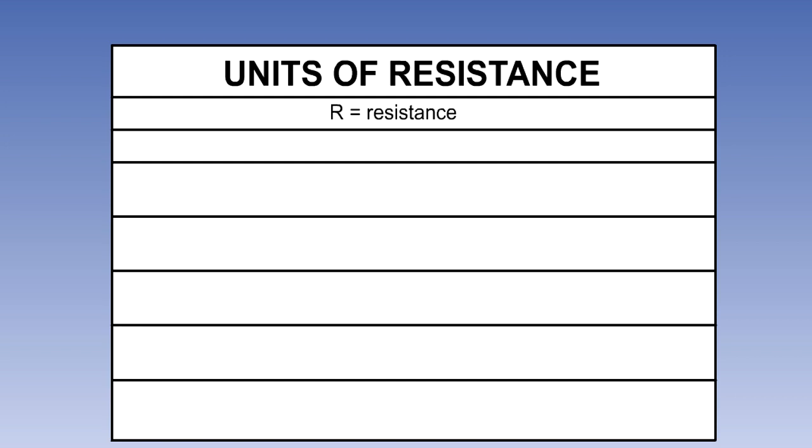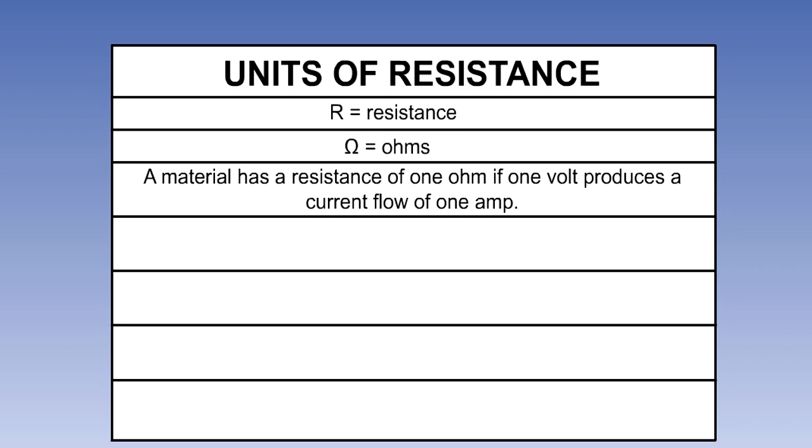The abbreviation used for resistance is R. The unit of resistance is the ohm, and the symbol omega is used to signify ohms. A material has a resistance of 1 ohm if an applied voltage of 1 volt produces a current flow of 1 amp through it. As with volts and amps, there are symbols for larger and smaller values of resistance.